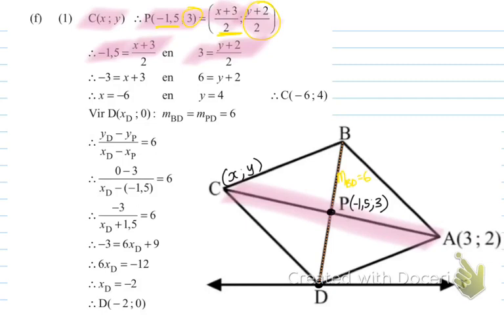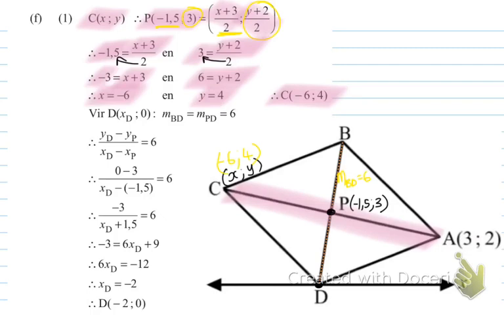So now I'm going to work out x. I multiply by 2 on the other side, so I get -3 = x + 3. Subtract the 3 on the other side and I get x is -6. Now to work out the y value, I do the same. Multiply by 2 on the other side. I get 6 = y + 2. Subtract the 2 to get y is equal to 4. So C is the point (-6; 4). The x value -6, y value 4.